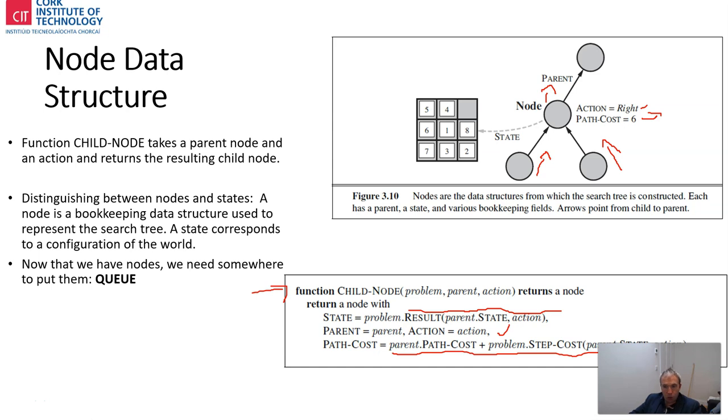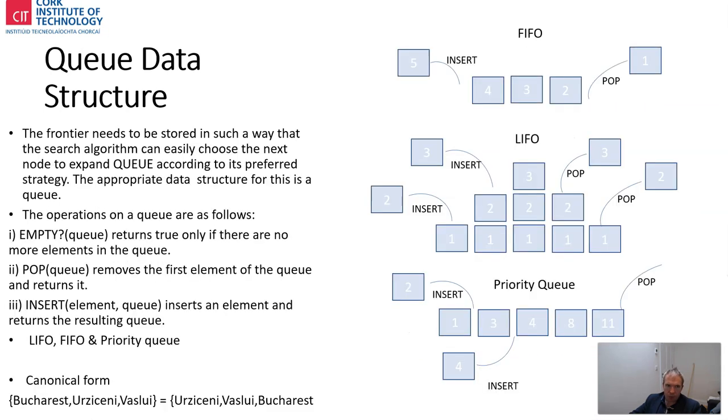Now that we have nodes, we need somewhere to put them. The frontier needs to be stored in such a way that the search algorithm can easily choose the next node to expand. We use a queue for this according to its preferred strategy. The appropriate data structure for this is a queue. Okay, and we'll go through the different operations of the queue and what we can actually do here now.